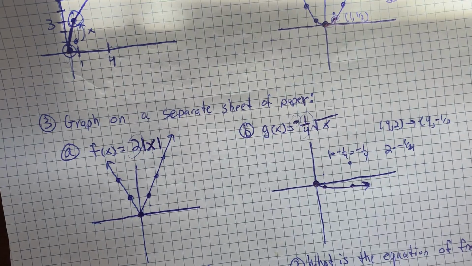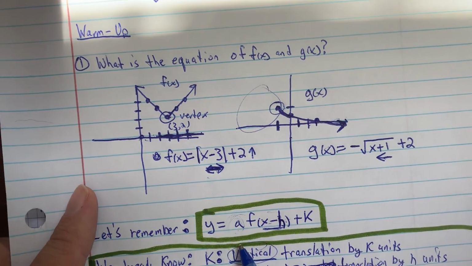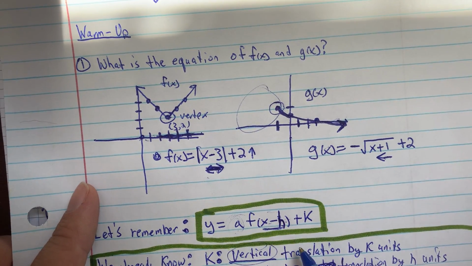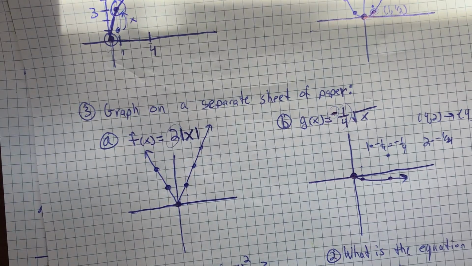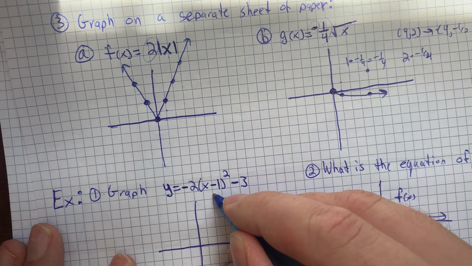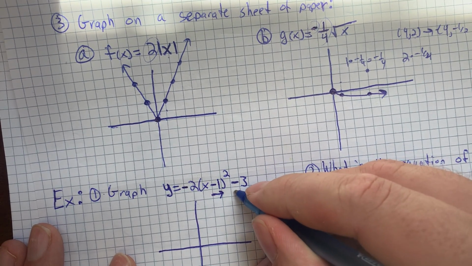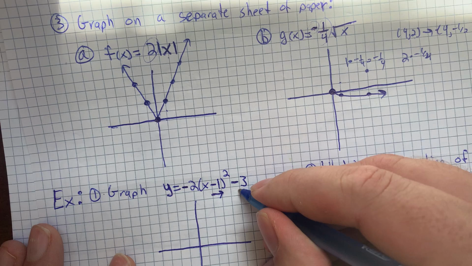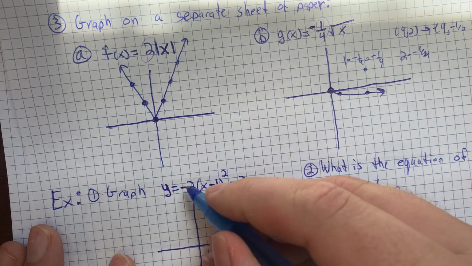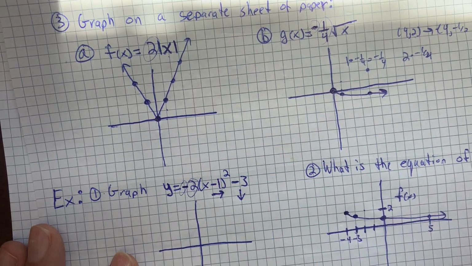Okay, let's move on to something a little bit more complex. What if we put everything we know together so far? What if we take our whole equation we should know here, y equals a times f of x minus h plus k, and put it together? Well, it's going to go exactly like you think it should go. This will be a shift to the right. This, negative 3, will be a shift down by 3. This will be a vertical reflection, and this will be a vertical stretch.